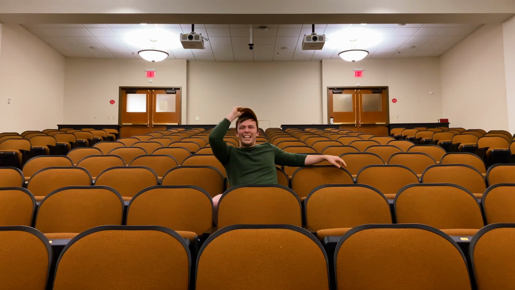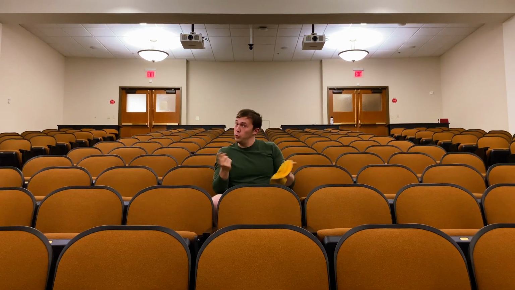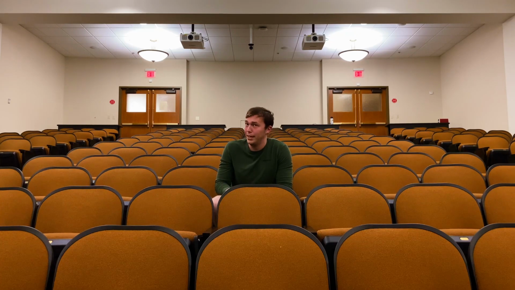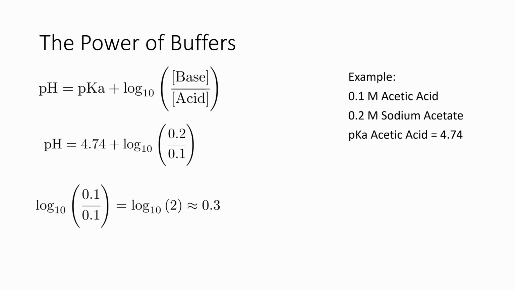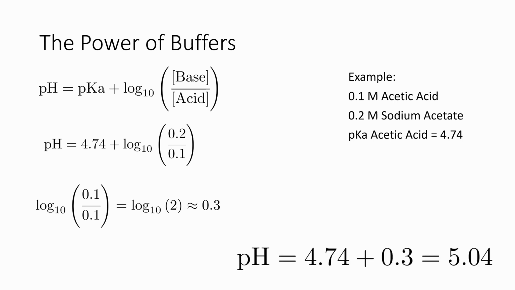Wow, that's almost cheating, it's so easy! But, could you do one where the pH doesn't equal the pKa? Of course! Now assume we started with 0.1 molar acetic acid and 0.2 molar sodium acetate. We can write the equation for pH to be this, and calculating the log portion of the formula, we find that the pH will be around 5.04.